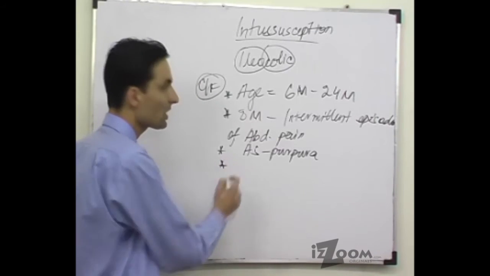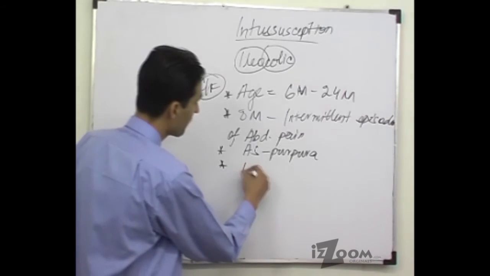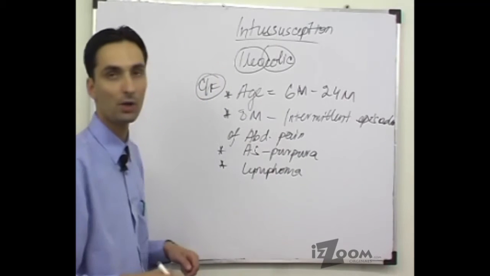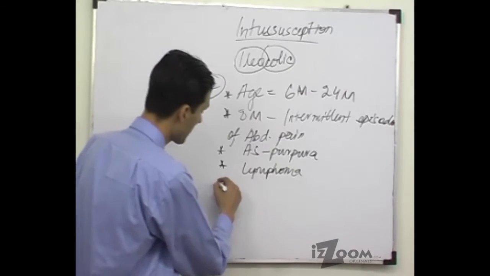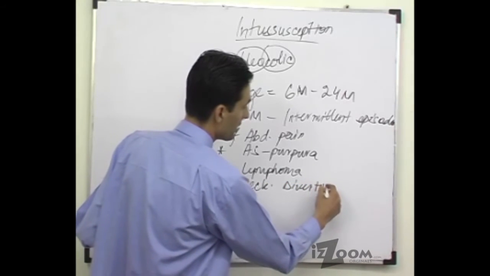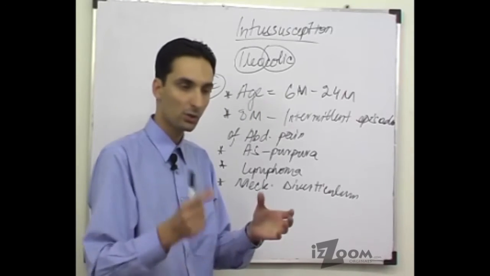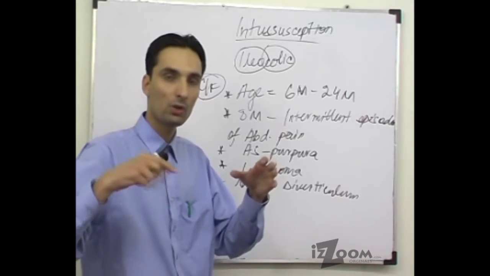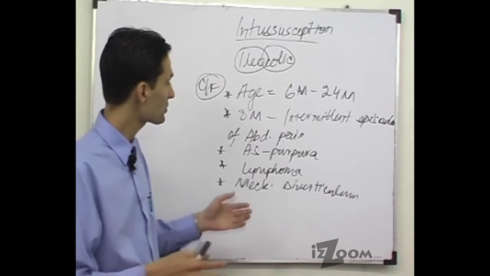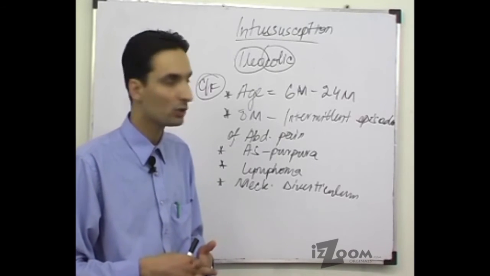Another important association with intussusception is lymphoma. Patients with lymphoma can also have a higher incidence of intussusception. Patients who have Meckel's diverticulum are also at increased risk of intussusception because, again, there's a small portion of the intestine which telescopes into the larger portion and they develop intussusception. Also, patients with various infectious diarrheas are at increased risk of intussusception.